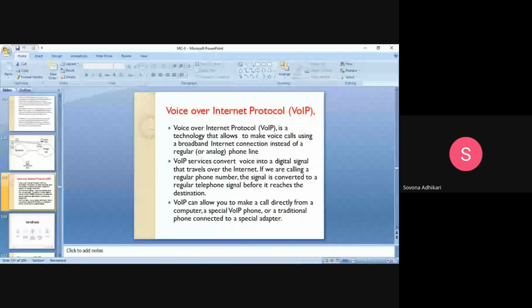So VoIP can allow us to make a call directly from a computer, a special VoIP phone, or a traditional phone connected to a special adapter. So you can talk with the computer if you have a proper device, a special VoIP phone or a traditional phone connected to an adapter. So even without a cell phone, you can also use your computer to talk with the help of VoIP.